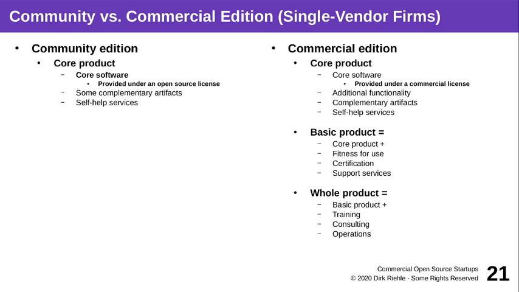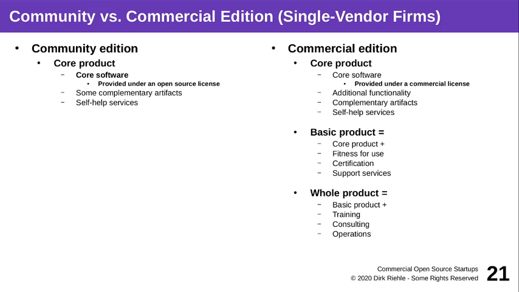What is available for free has traditionally been called the community edition of the software, meaning the software as an artifact provided under an open source software license for free. The supporting company or vendor usually would provide some complementary materials, usually also for free, not necessarily under an open license, and usually also self-help services like forums, mailing lists, etc., where users could talk to each other and help each other.